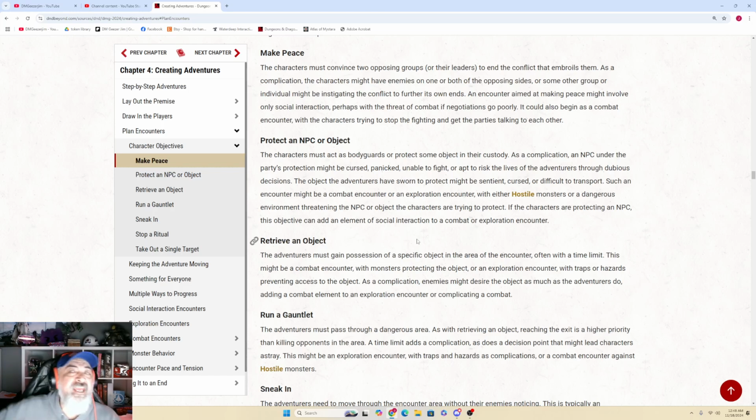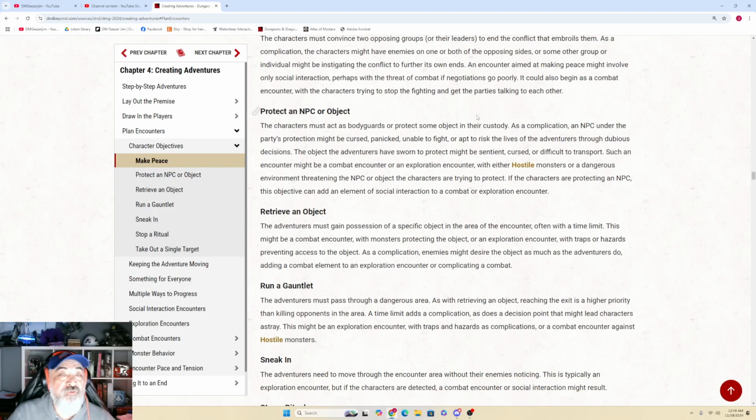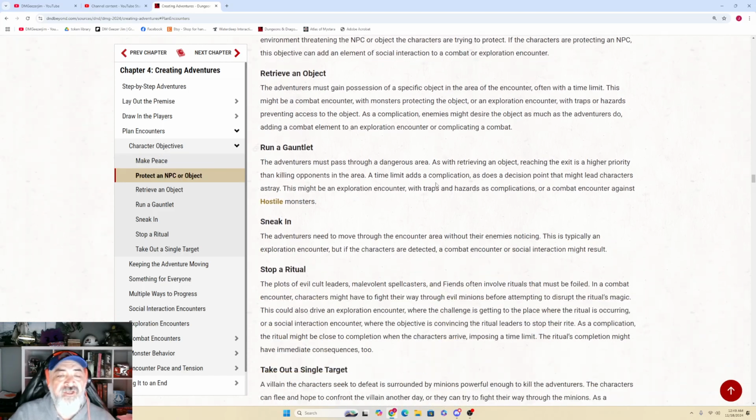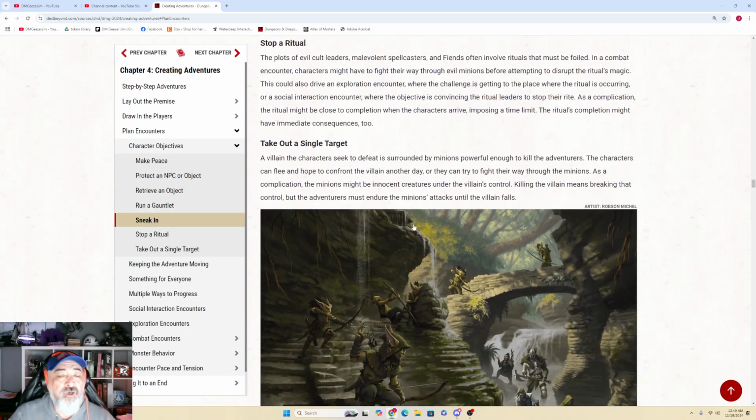You're not limited to any one of these. A good adventure, a good string of encounters for an adventure, is going to combine a few of these types of encounters. Now, here's the other thing: you can swing between running a gauntlet and making peace, as we talked about earlier in some sections. If your players are good at talking, what starts as a gauntlet can turn into a negotiation very quickly. Sneaking in can turn into taking out a single target, et cetera.